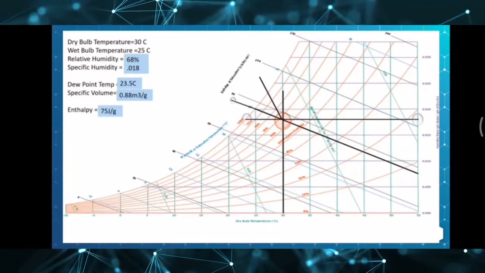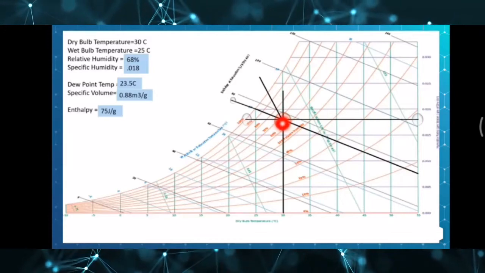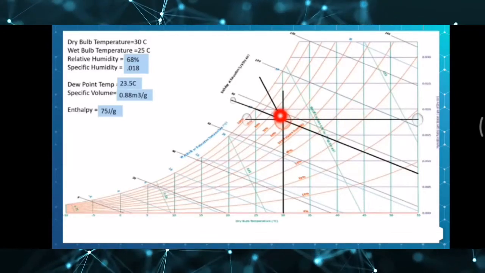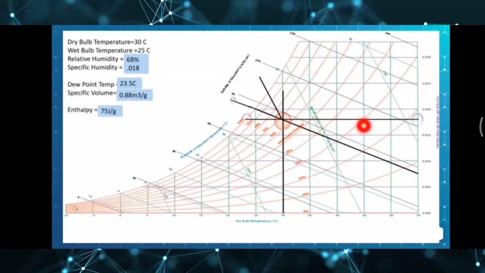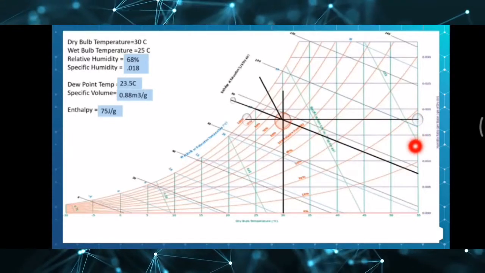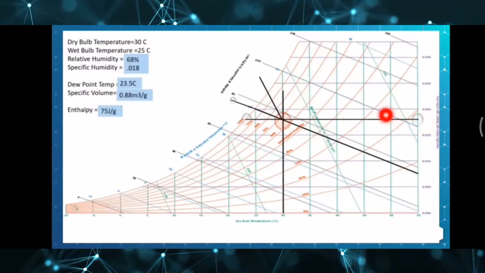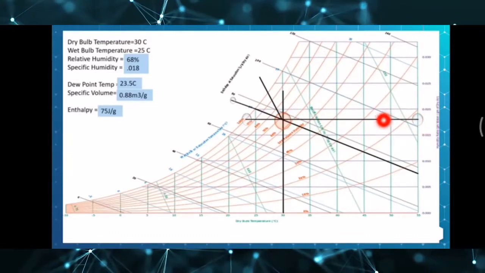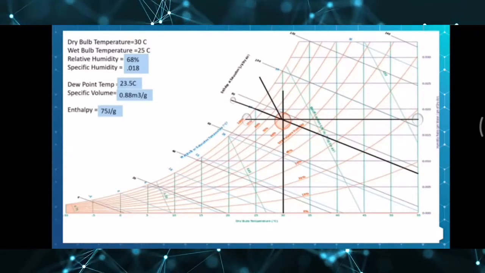Next is specific humidity. Our specific humidity lines are horizontal, so we draw a horizontal line parallel to these lines. The scale of the humidity ratio is between 0.015 and 0.020. So if this is our parallel line, our specific humidity is around 0.018.